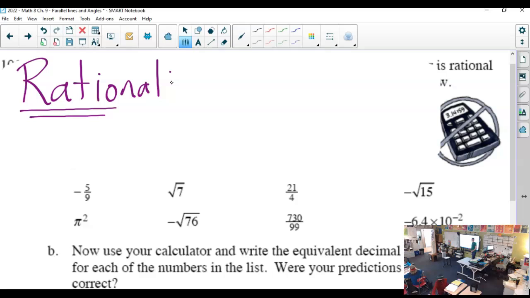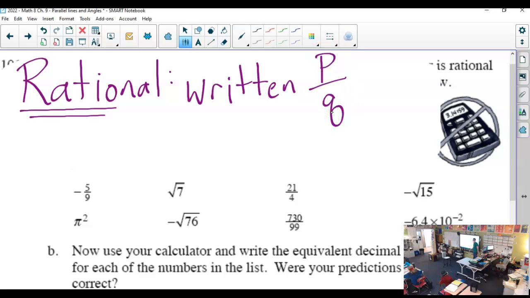Rational, as we talked about yesterday in your videos or the lesson or whatever. Max, am I boring you? It hurts my feelings when you put your head down. Rational can be written as, and not that it has to be written as, but can be written as P over Q, or we said A over B, right?